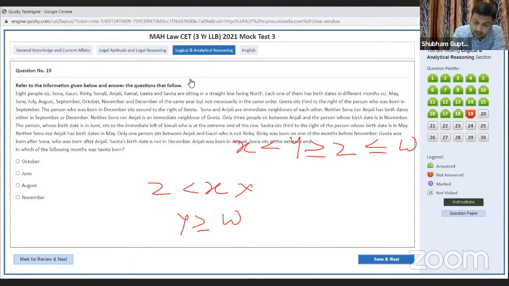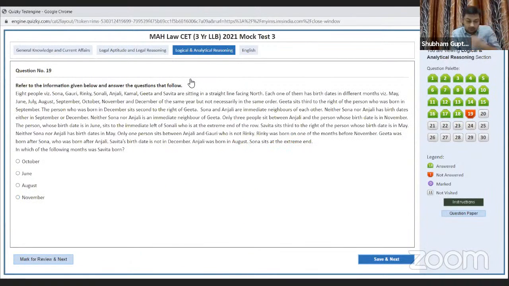Okay. So now I have a set. This looks like a typical set. Let's do it. Question 8. Okay, this is a big one. Let's see what the time is. We have some 12 minutes. So, let's do it. 8 people. Let's draw a line.